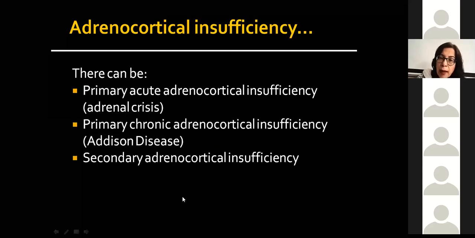Now, there can be primary acute adrenocortical insufficiency, which is called adrenal crisis. This adrenocortical insufficiency can be in three forms. Either it can be acute, which presents as an adrenal crisis, or there can be primary chronic adrenocortical insufficiency, which is Addison disease, or there can be secondary adrenocortical insufficiency.